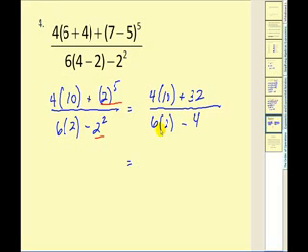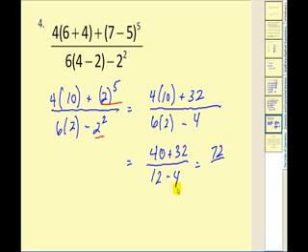So here we have multiplication, and here we have multiplication as well. So we have 40 plus 32 and 12 minus 4. So it looks like we have 72 divided by 8, which of course is equal to 9. I hope this overview of the order of operations helps you to simplify expressions properly.